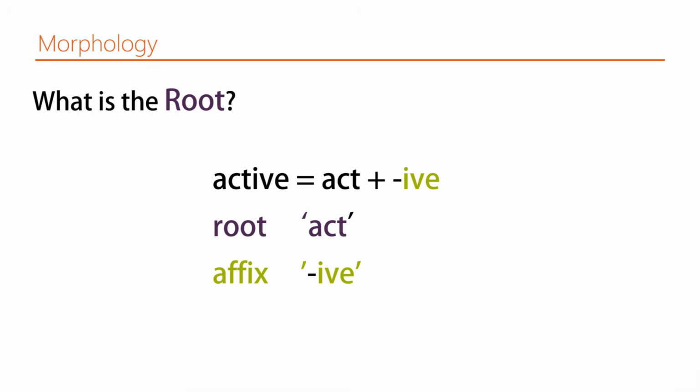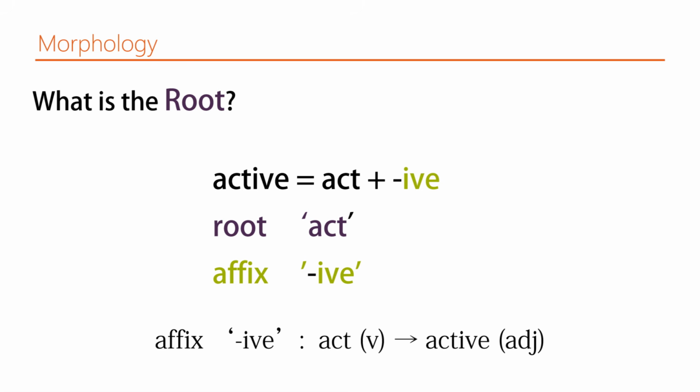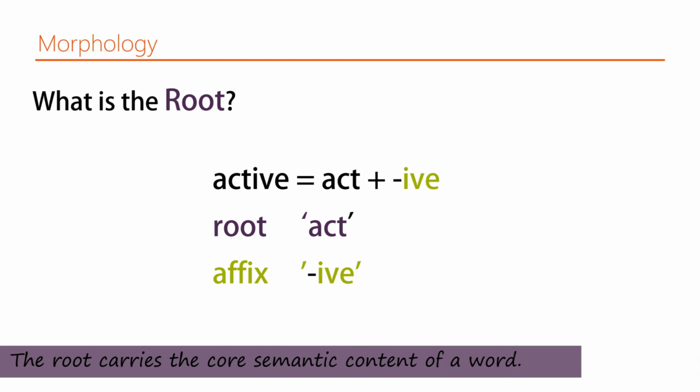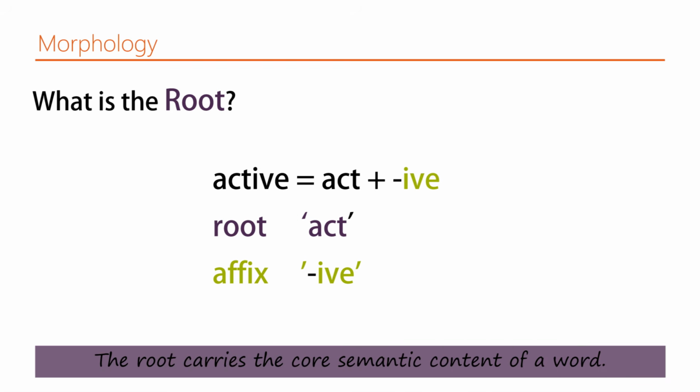And that's the thing about affixes. They usually don't have a clear meaning. They usually have a function. For example, "ive" here functions in the sense that it turns "act", which is a verb, into an adjective. But "active" is still about "act". So the core meaning of "active" is in "act", it's not in "ive". And that's how you distinguish between affixes and roots. So the root carries the core semantic content of a word.